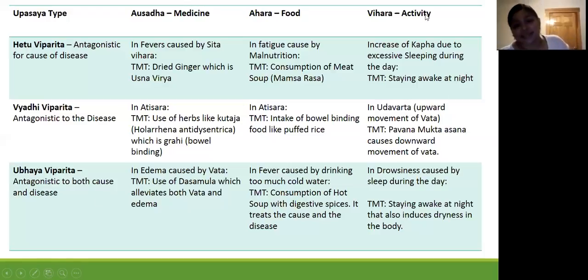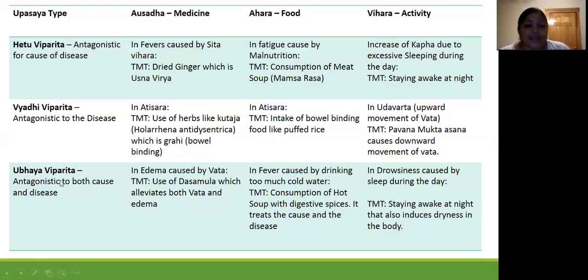So, an activity or a vihara that is against the disease is an example in udavarta. Udavarta is a condition where there is upward movement of vata. Okay? And an activity you can do to help to promote the downward movement of vata is doing an asana, such as pavana mukta asana. And what that does is that promotes the downward movement of vata. So that is an activity you can do that really addresses the actual disease condition. Okay? We're not looking at why the vata is moving upwards. We're just trying to get the vata to move downwards.